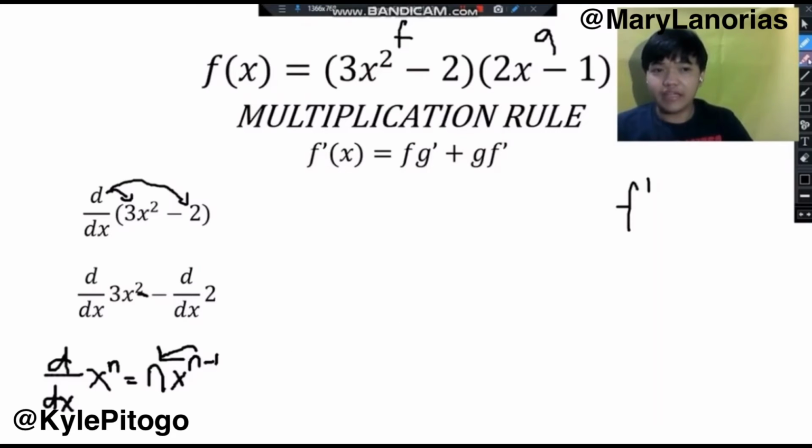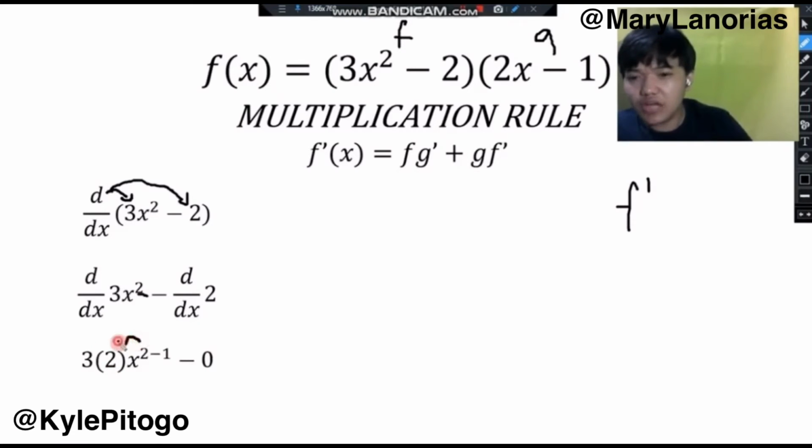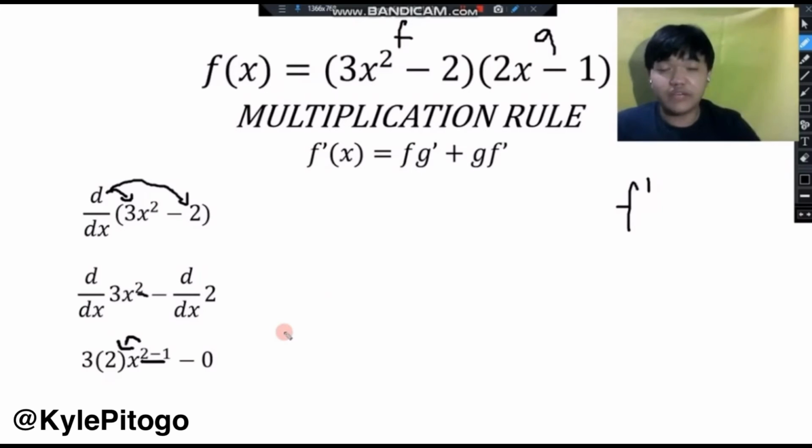So we're going to apply this in our formula. As you can see here, 2 is brought down, therefore 3 times 2. Then x raised to the power of 2 minus 1, because we follow the power rule, and the derivative of any constant is always 0. Therefore, the derivative of 2 is 0. So, the derivative of f is equal to 6x. It is because 3 times 2 is equal to 6, x raised to the power of 1. So, therefore, the derivative of f is 6x.